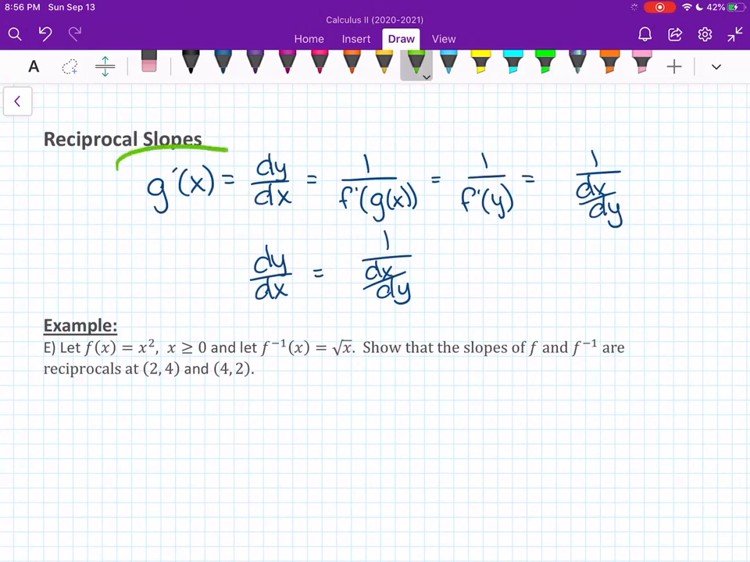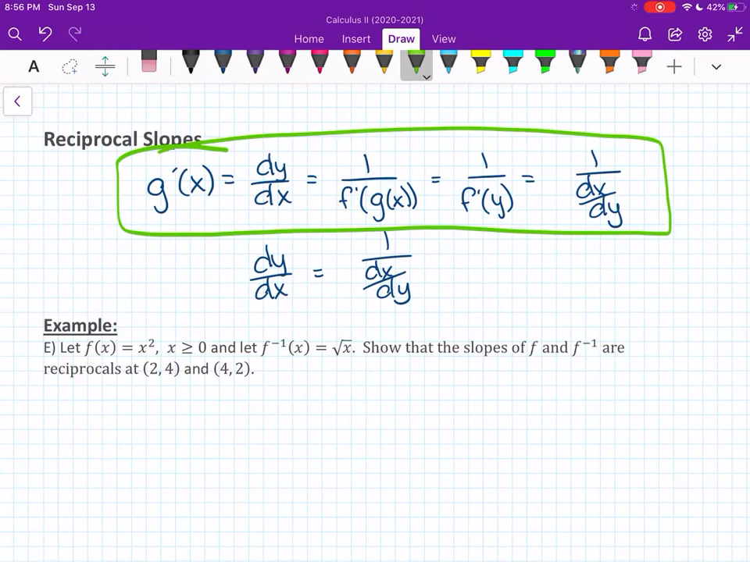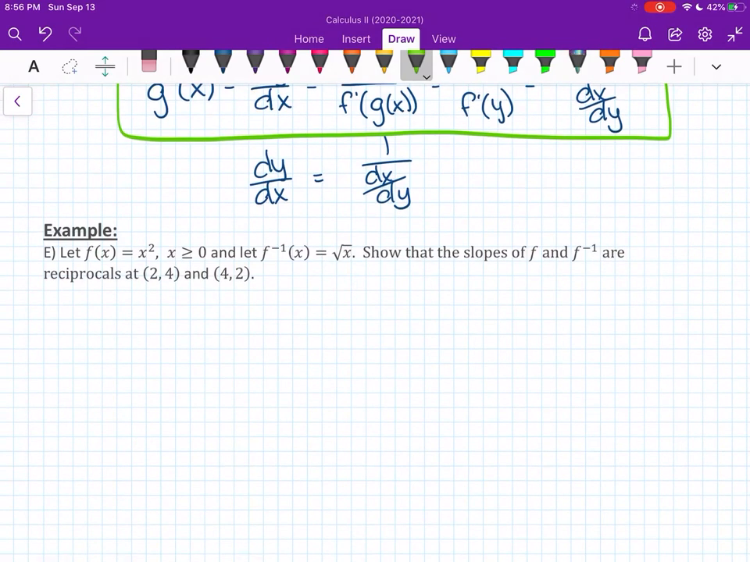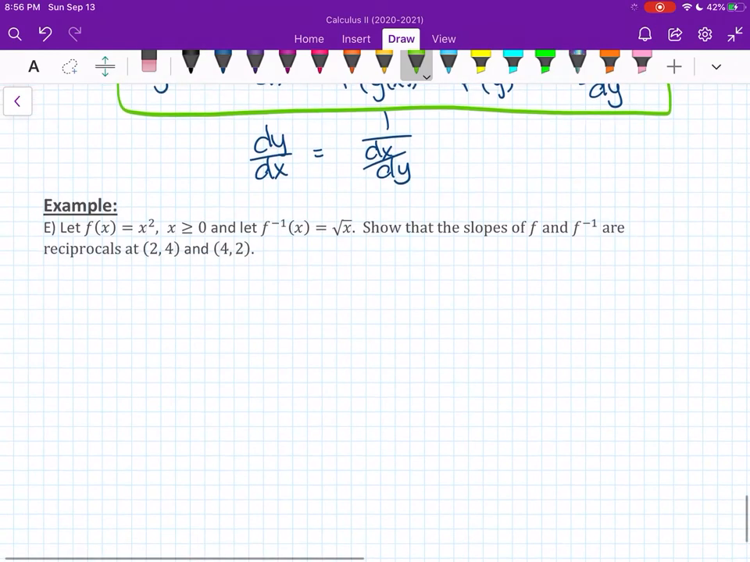All right, so take some time, convince yourself that you believe all of these steps and figure out how they work. Refresh your memory on some of that notation for derivatives using primes and dy's and dx's and all that kind of stuff. One last example. So let f of x equal x squared for all x greater than 0, and let f inverse of x equal square root of x. Show that the slopes of f and f inverse are reciprocals at 2, 4, and 4, 2, respectively.